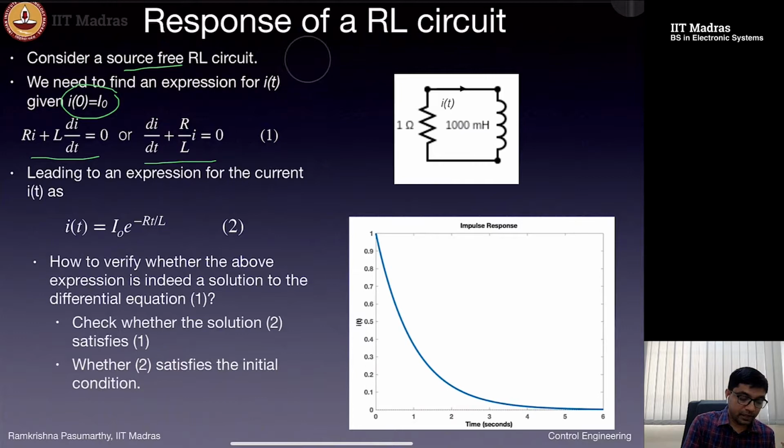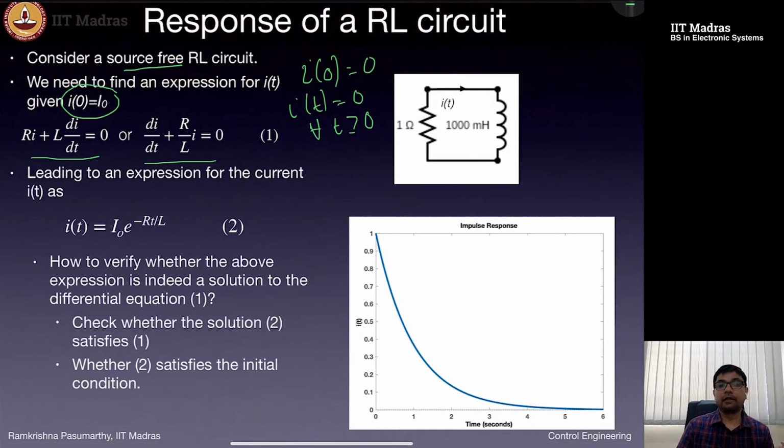In this representation, if i of 0 is equal to 0, i of t will also be equal to 0 for all time t greater than or equal to 0. There will be nothing that the inductor can offer to this circuit, and there is no external voltage source either. Just like a pendulum starting from here will just remain here. If it starts from some other non-zero position, it might just keep oscillating until it comes back to its equilibrium or original configuration.